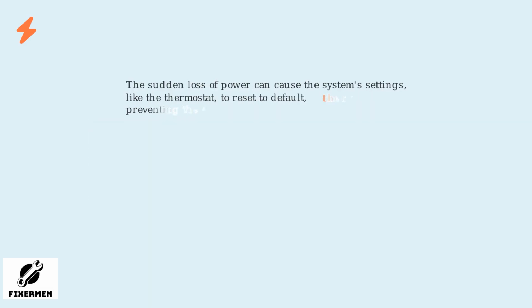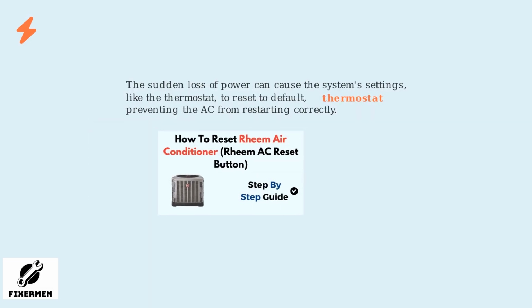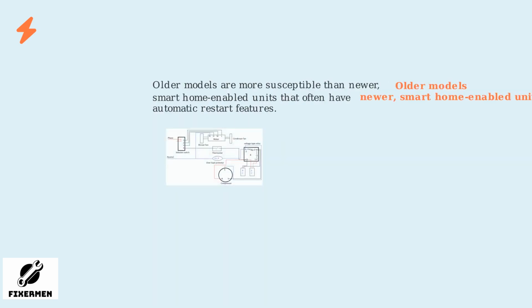The sudden loss of power can cause the system's settings, like the thermostat, to reset to default, preventing the AC from restarting correctly. Older models are more susceptible than newer, smart home-enabled units that often have automatic restart features. We will go over ways to fix this.